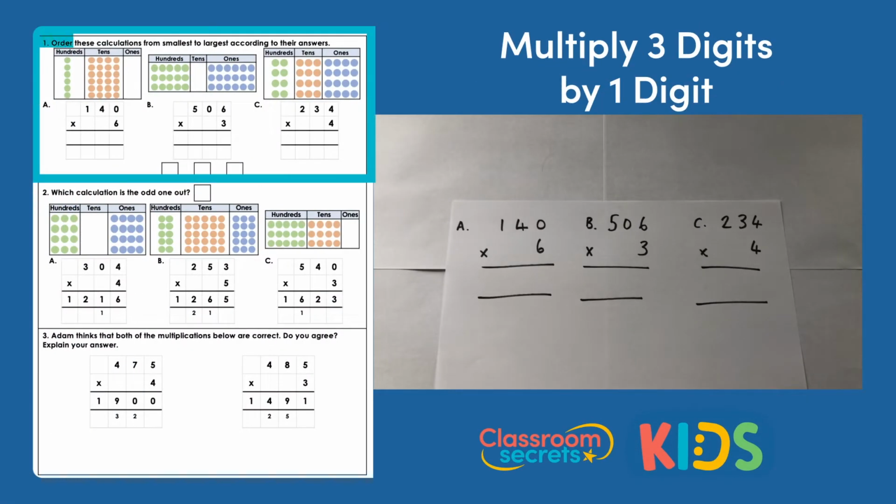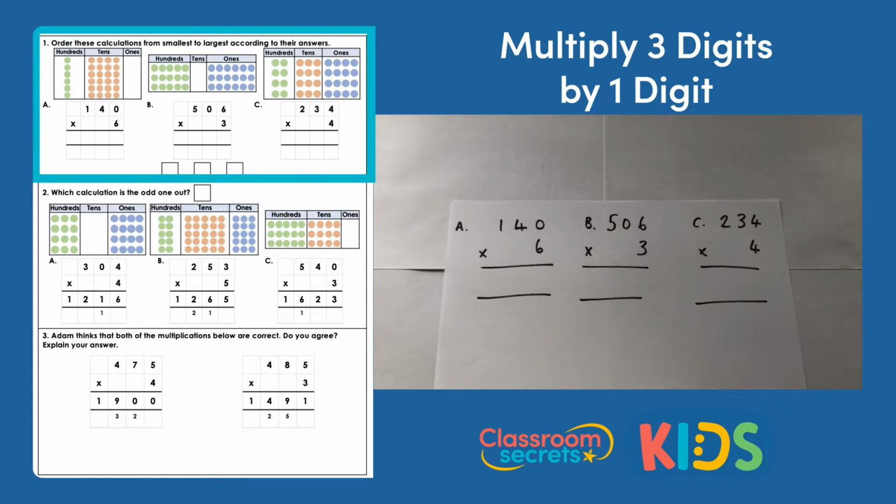Question 1. Order these calculations from smallest to largest according to their answers. Loads of maths for us to do in this one. Let's make a start with calculation A. The place value grids are there to support you, but I'm going to show you the answers using that formal method, showing our exchanges underneath that bottom line.